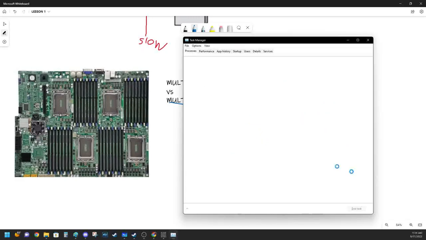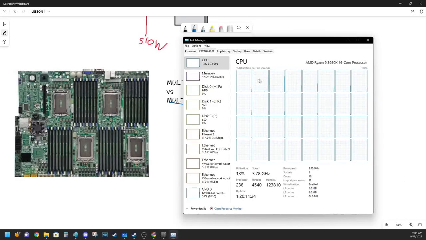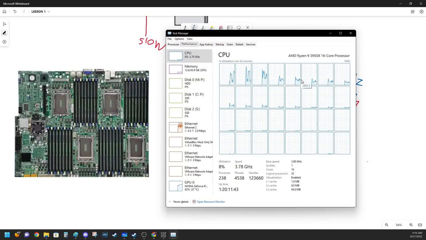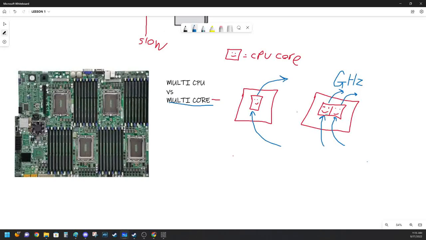Now, looking back at my processor, I do not have 32 physical cores in this processor. This is a 16-core processor, 16 physical cores. So why is it showing 32? I'll copy and paste 32 smiley faces. But hold on, I don't have 32 though. I have 16 physical cores or execution units on this processor. So why is it showing 32?